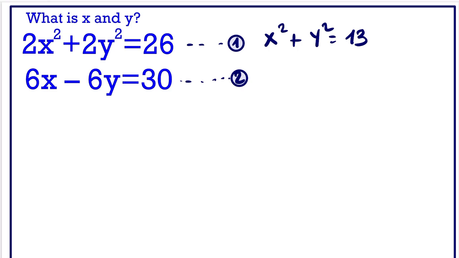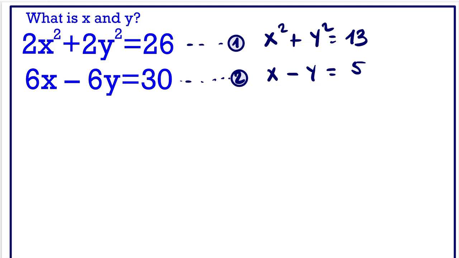Next, we can use 6 as a factor to divide equation 2. If we divide by 6, we'll be left with x minus y equals 5. So this is still the same as equation 1, and this is the same as equation 2.